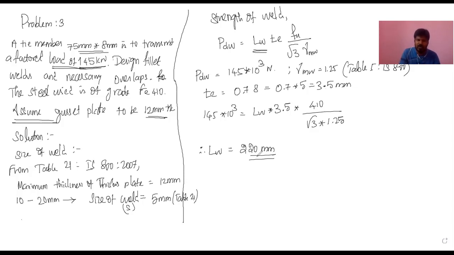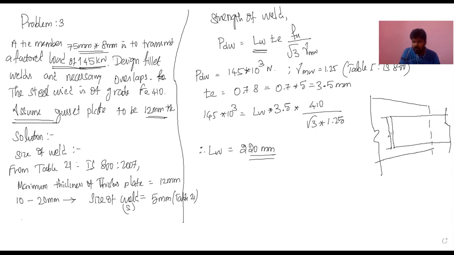So that 220 mm we can provide, and here they have mentioned the gusset plate. The gusset plate will be available like this, the plate which is going to connect. It has a breadth of 75 mm. Now the length of weld we got is 220 mm. So this 220 divided by 2 gives 110 mm at top, as well as at the bottom of the plate. So this is category one.